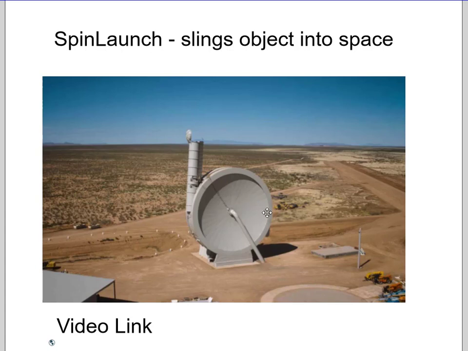But this object uses a centrifuge, spins objects ridiculously fast, and then launches them out the tube at the top. Now, it obviously can't throw large objects. It can throw missile-sized things, a couple feet long, so small payloads, but no rockets required. So you can spin things really fast and boom, shoot them out the top.